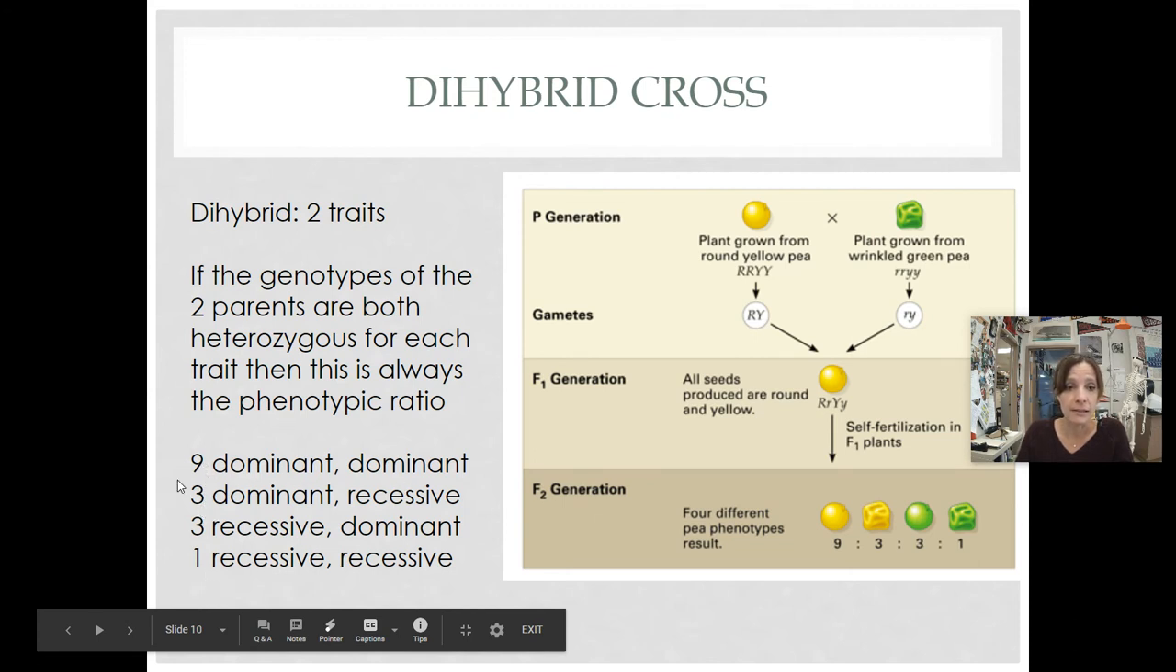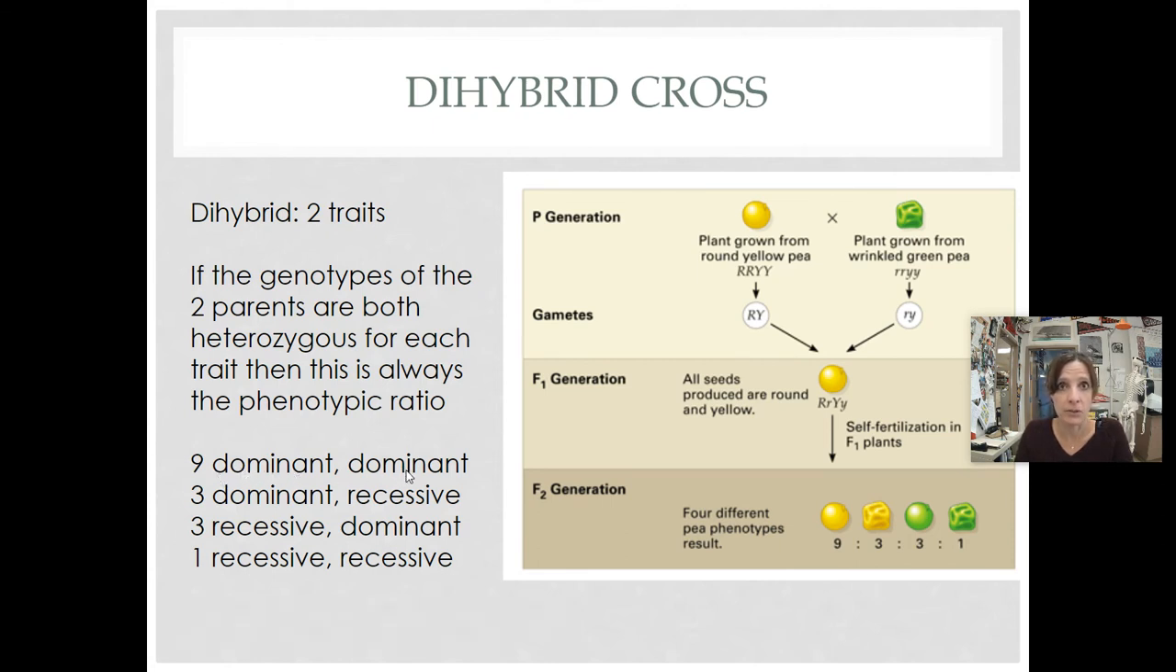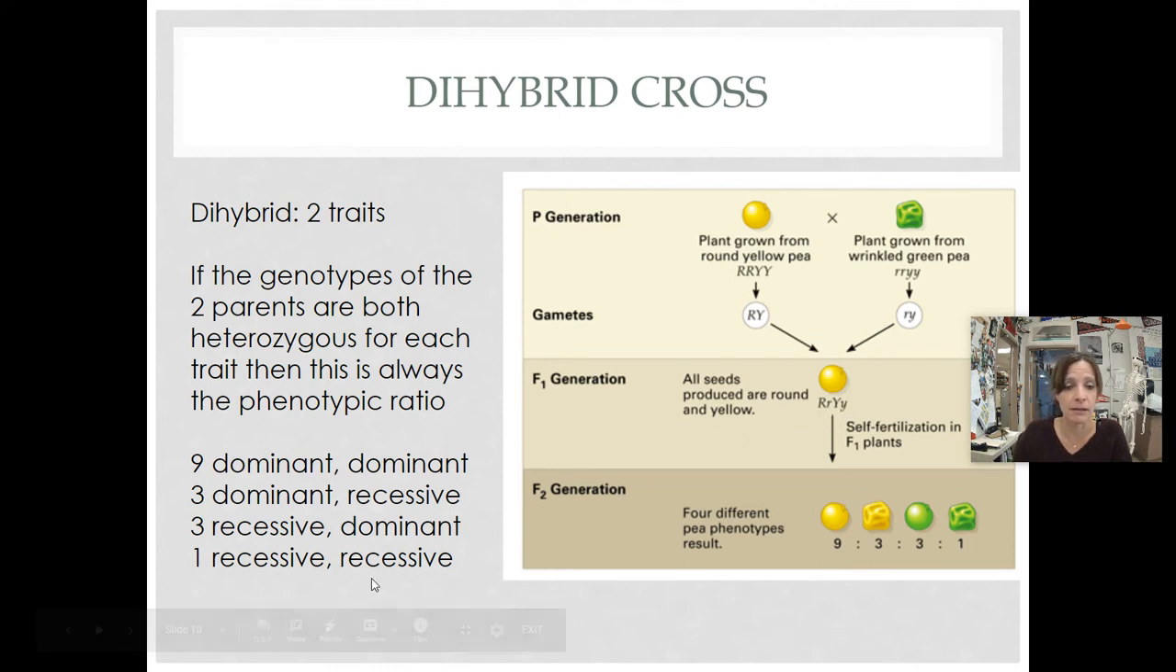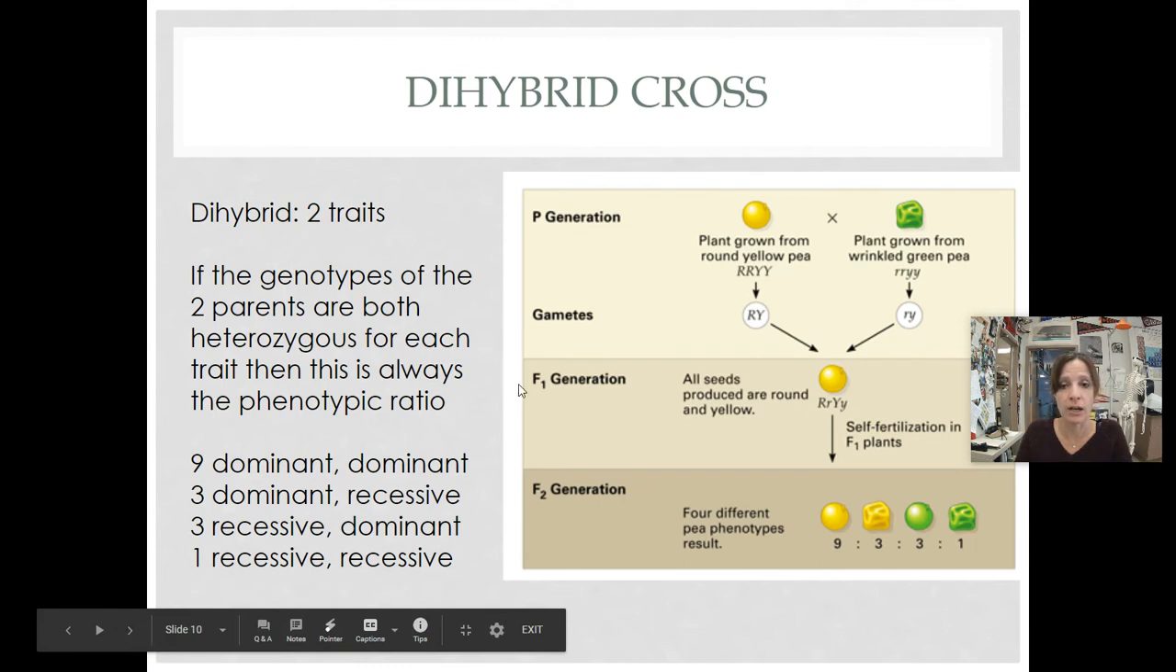In this case, you would always have 9 dominant trait number 1, dominant trait number 2. You would always have 3 dominant trait number 1, recessive 2, and then vice versa. And then you'll always have one recessive for the first trait and one recessive for the second trait. So that is a really important ratio to remember, but it only works if both parents are heterozygous for both traits. And we'll do some dihybrid crosses in class. But go ahead and draw this and make sure that you have this written down.